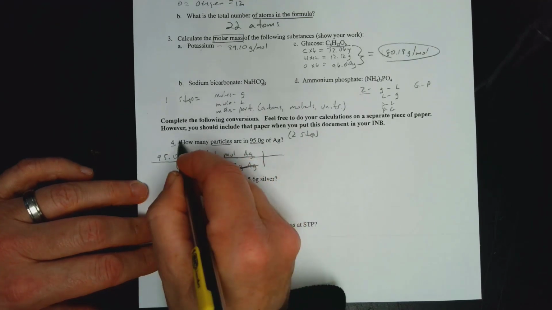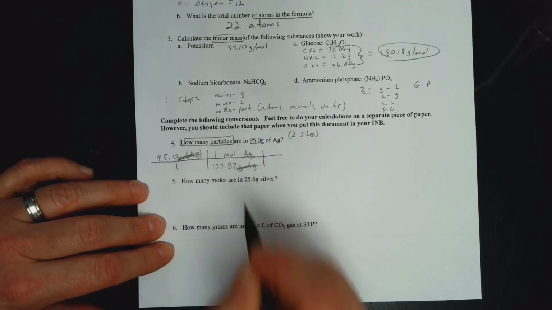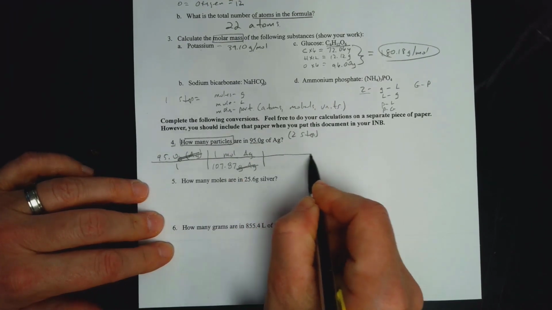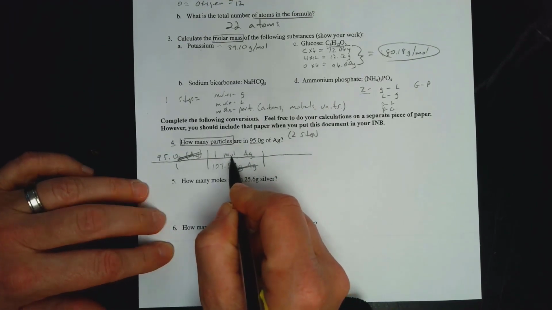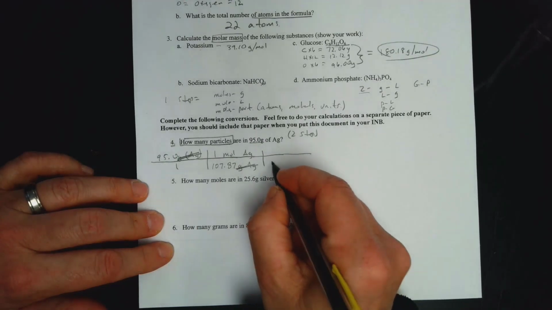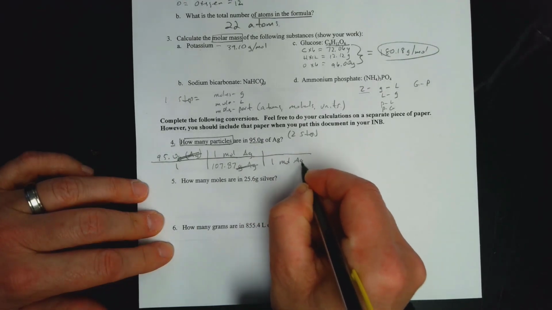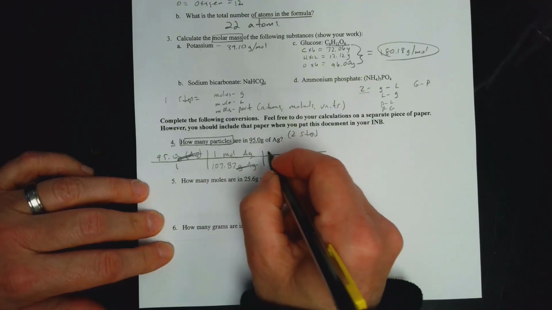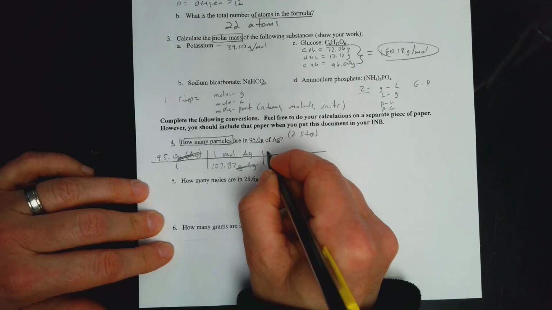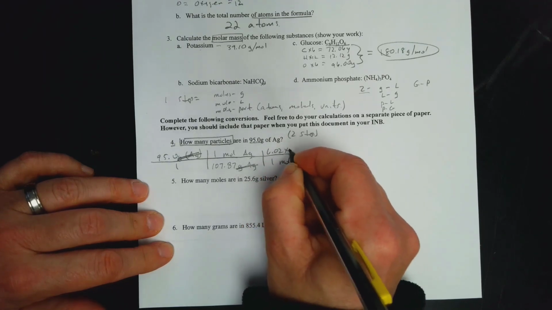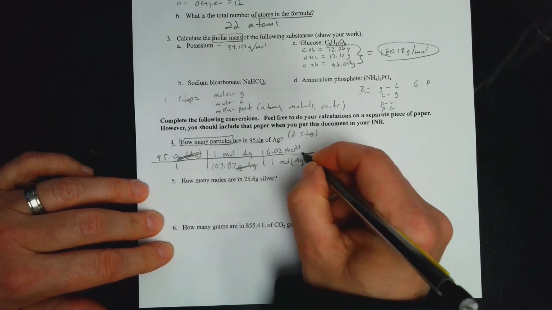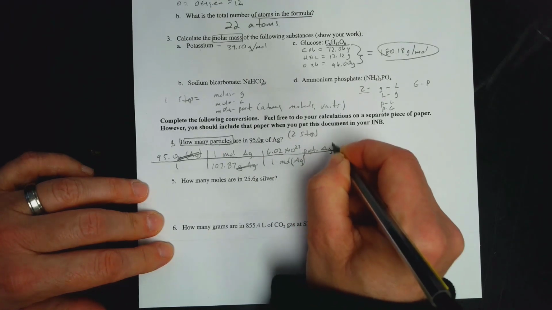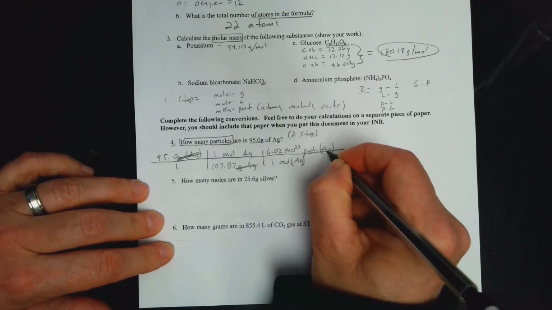Now remember, I'm trying to finish with particles. So I'm not quite there yet. The unit that I have left is moles. I have to get rid of moles. I have to convert it to particles. So I'm going to put 1 mole of silver down here. And if I'm dealing with particles, it means I have to use Avogadro's number, 6.02 times 10 to the 23rd. In this case, particles. I'm going to abbreviate that part of silver, Ag.